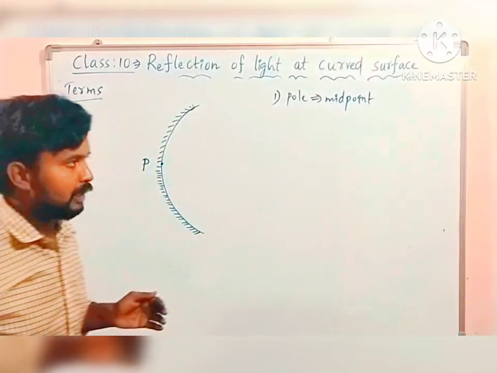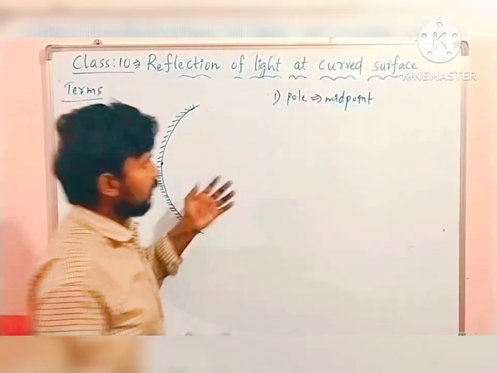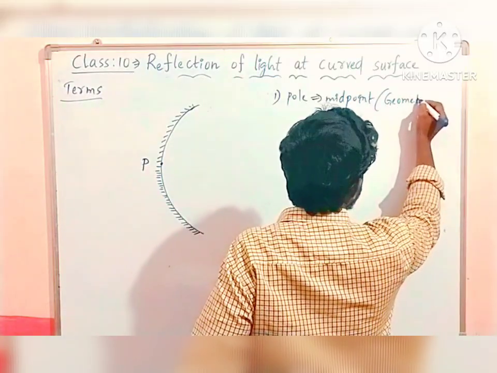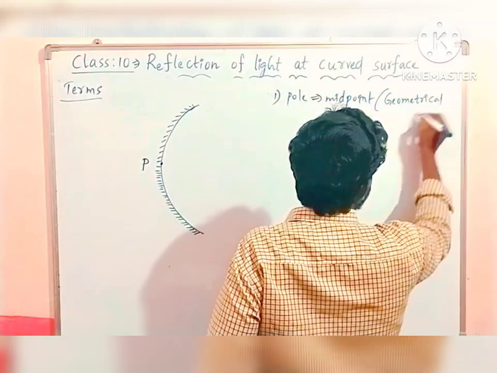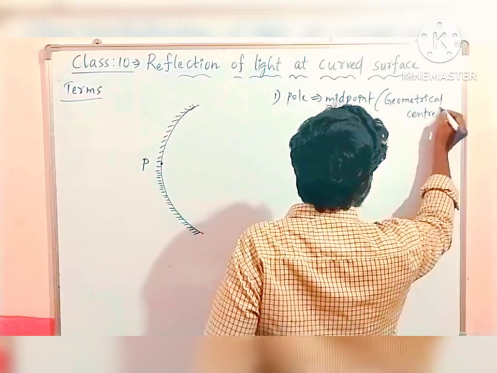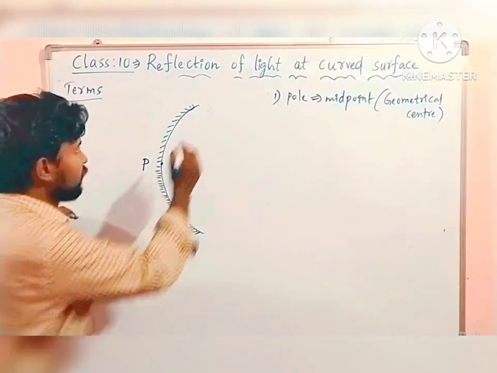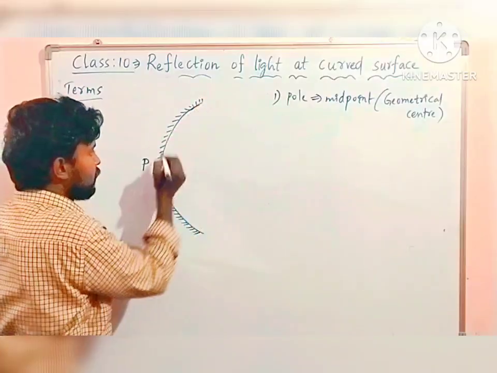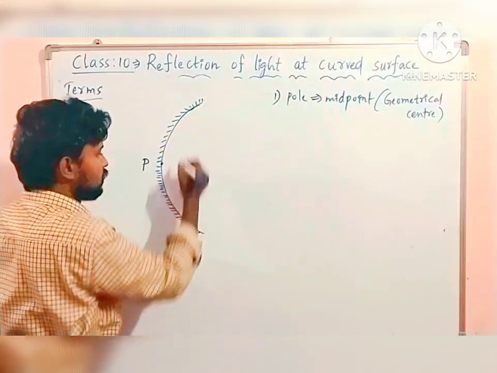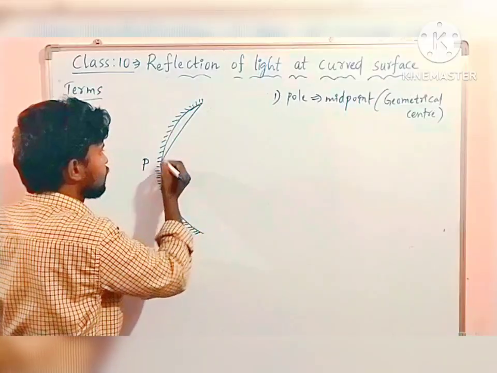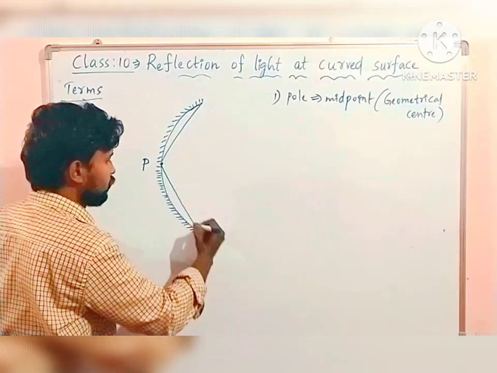Midpoint of the spherical mirror is called the pole. Midpoint, or we can say the geometrical center. What does geometrical center mean? Geometrical center means when we measure from this point to this edge and to the other edge, the length should be exactly the same.